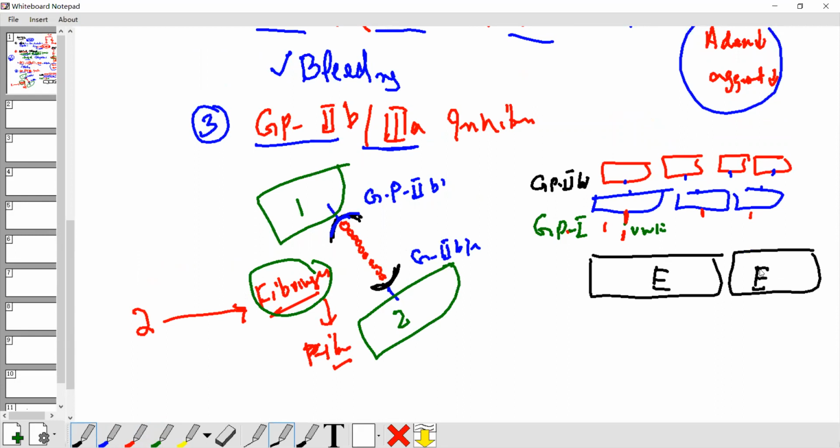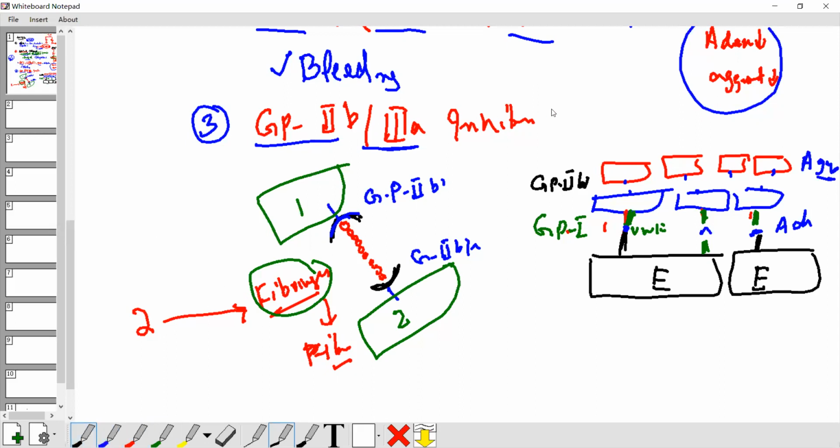On this side we have von Willebrand factor, and on this side glycoprotein 1. Clear? This attachment is your first step, adhesion. The second step is aggregation, where more and more platelets attach.